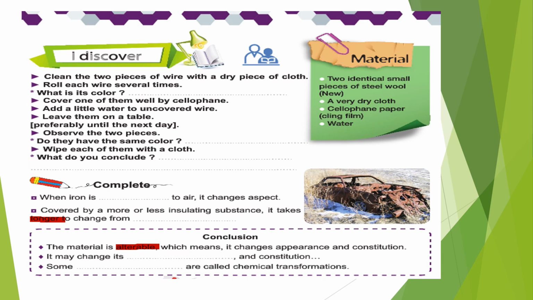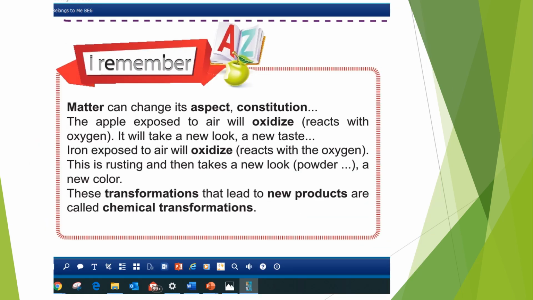Alterable means that it's able to be changed, which means it changes appearance and constitution. Appearance, the shape. Constitution, what do we have inside it? Particles inside. It may change its aspect and constitution. Some changes are called chemical changes or chemical transformations. Let's read now I remember with each other.